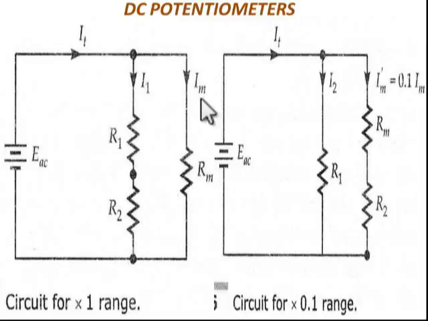Now one more piece of information we can see from the circuit is that according to the first range, the measuring current is only Im. In the second range, the measuring current is Im dash. So we have a 1/10 scaling factor. If Im is 10 milliampere, Im dash will be only 1 milliampere. So that is how we are going to maintain IT as constant irrespective of the range.